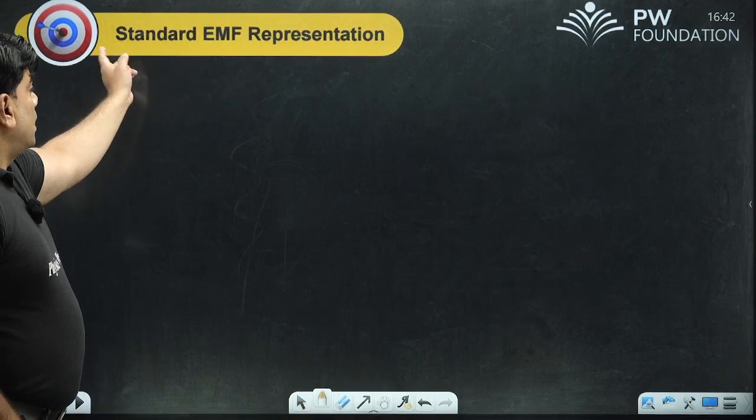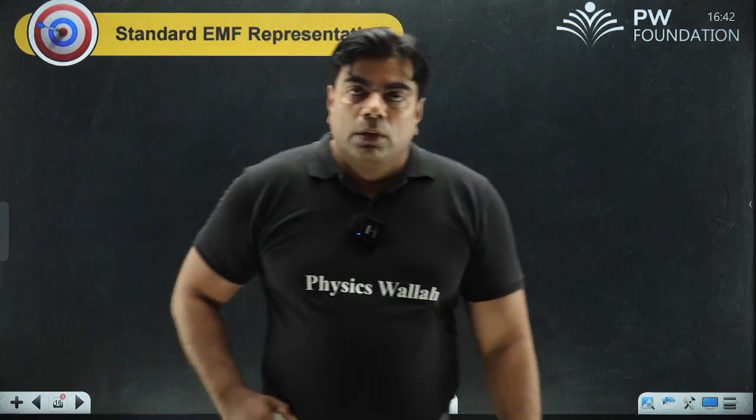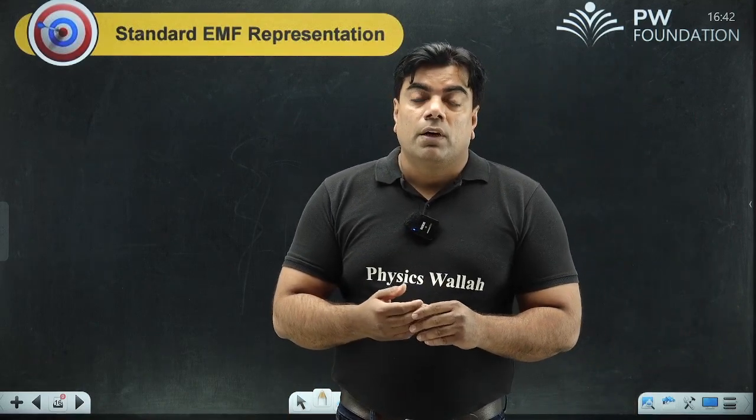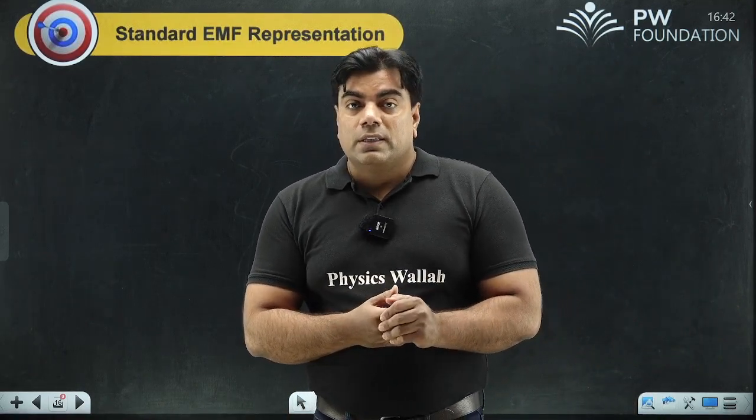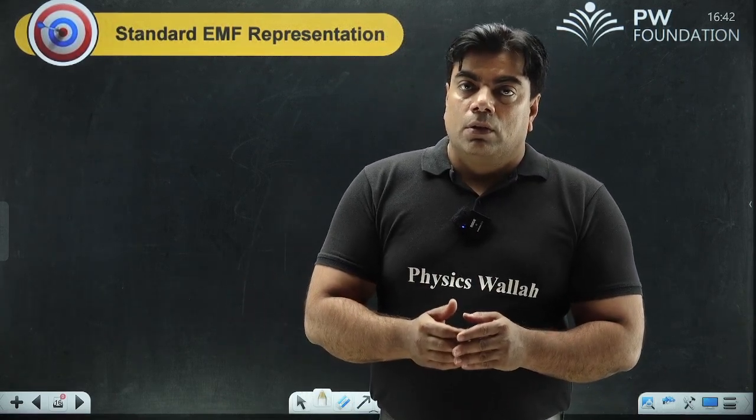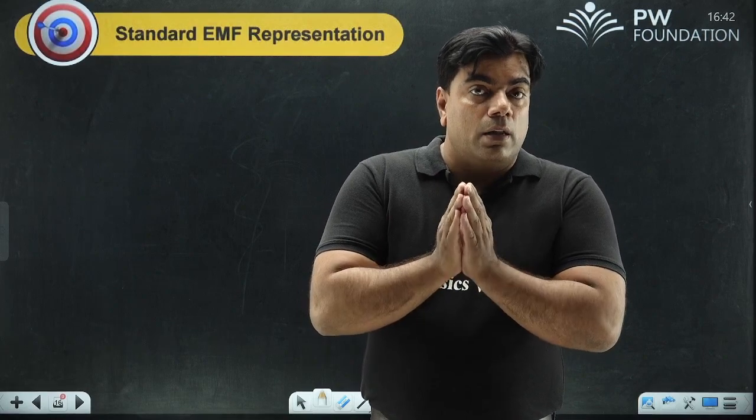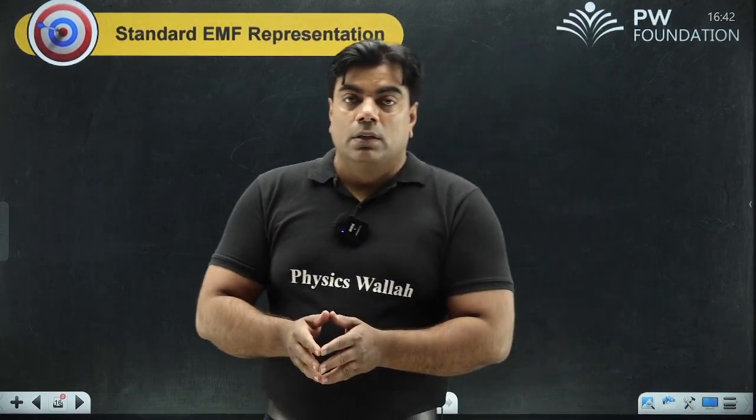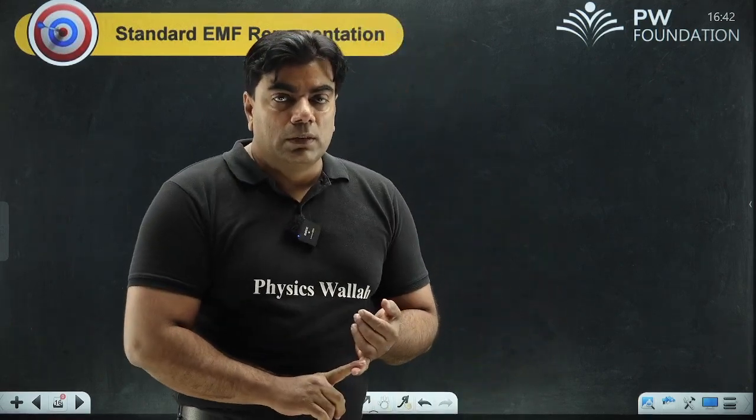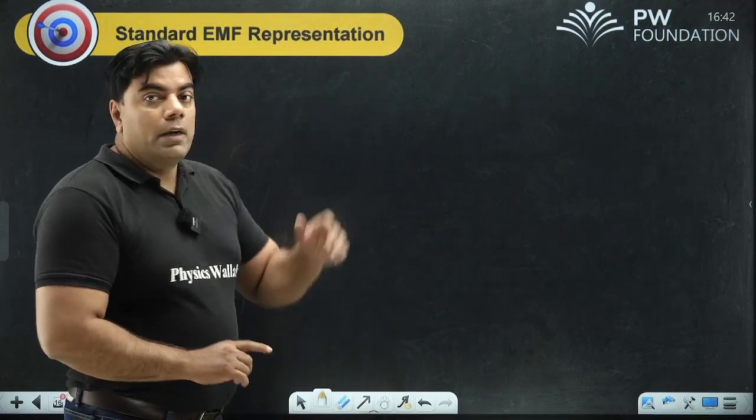So here we are discussing a standard EMF representation. Before knowing the standard EMF, first of all we have to know what a standard electrode potential is. EMF is only for a full and final cell, but electrode potential is for a half cell. Before knowing the standard EMF of a cell, we have to know what a standard electrode potential is.